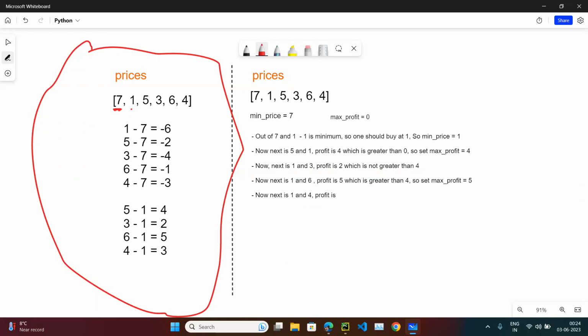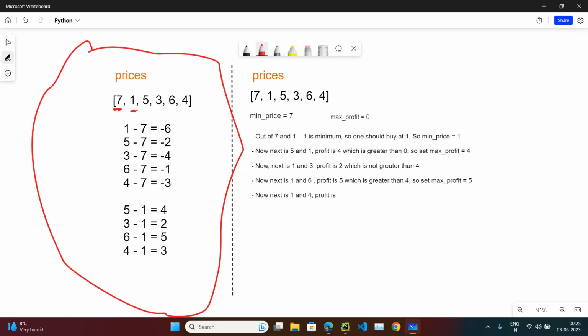If I purchase at 7 and sell at 1, we have a loss of minus 6. If I sell at 5, a loss of minus 2. If I sell at 3, a loss of minus 4. If I sell at 6, a loss of minus 1. If I sell at 4, a loss of minus 3. So no profits. So it's a bad thing if we purchase at 7.